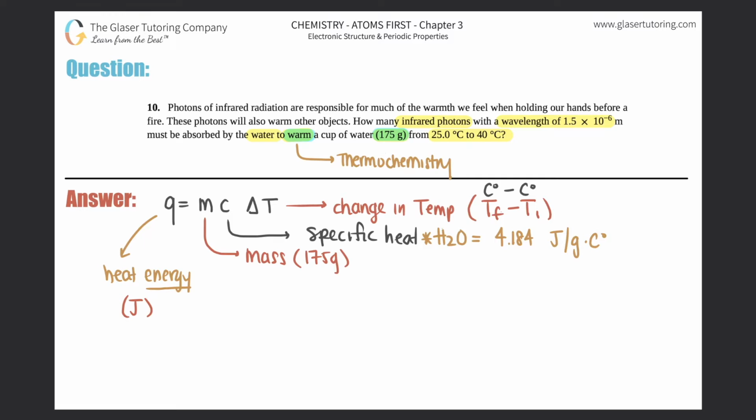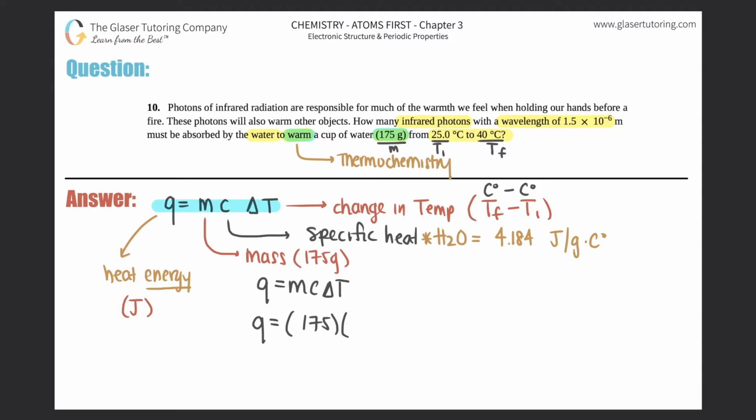All right, so what did they give us? They told us that we had a mass, 175 grams, and they gave us these two temperatures. So it's from 25 to 40, so this is the initial and this is the final. So I can use this formula to solve for my heat energy in this problem. If I say Q equals mc delta T, we're trying to find out how much energy is required to heat this up.